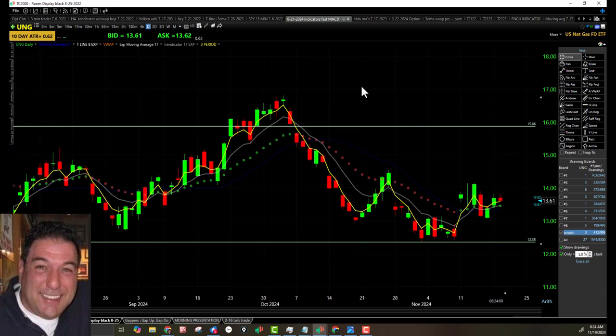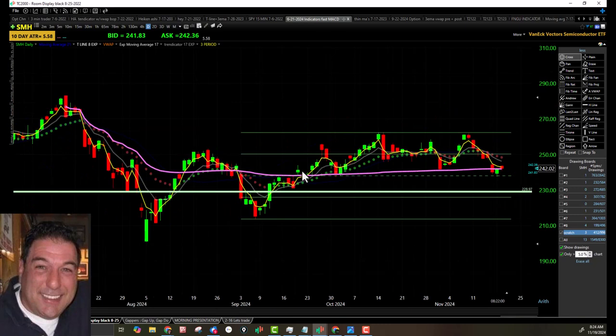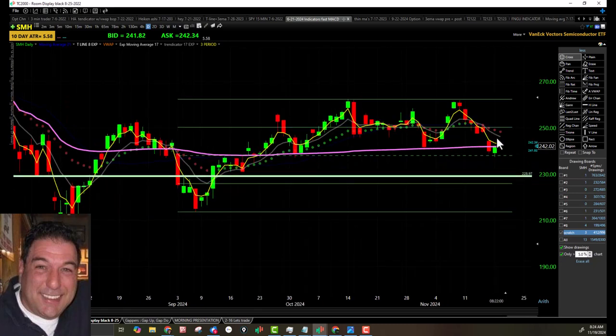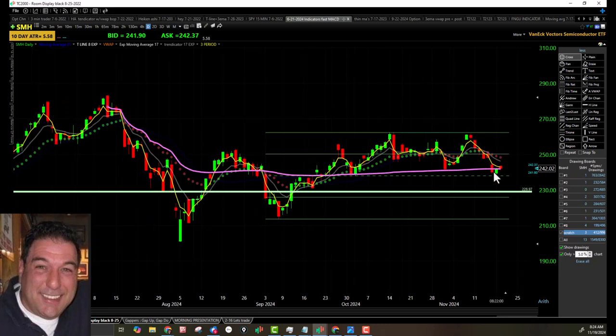So we'll take a look at some more sectors. SMH. SMH still up over the midpoint, closing over the all-time high anchored VWAP. That would be the green candle close there. Closing underneath the 17, not so bullish. Closing over the midpoint is bullish. Closing over the all-time high anchored VWAP is also bullish. Making lower lows. So SMH now in a downtrend, but still bullishly over the midpoint here.